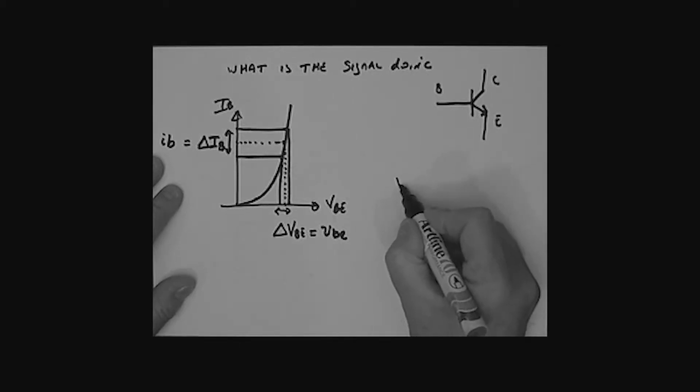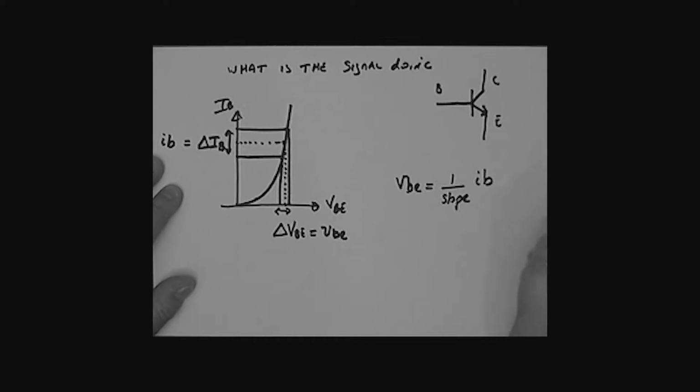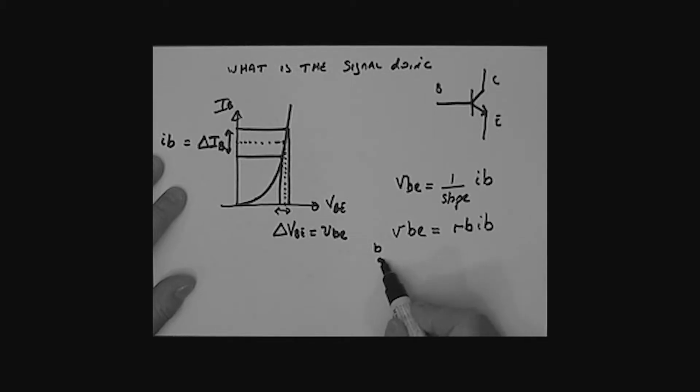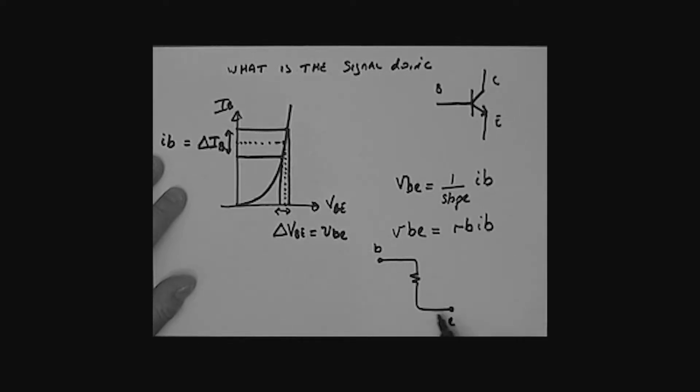And so we could say that vbe is equal to 1 over the slope times ib. Now, if we're operating on a linear section of the curve, we've got voltage related to current, a linear relationship. Could we not say that vbe looks like some resistance, we'll call it RB, times the current ib? So what we're saying is that between the base and the emitter of this transistor, for the AC components, it looks much like a resistor which we will call RB. Here is our base current, ib.